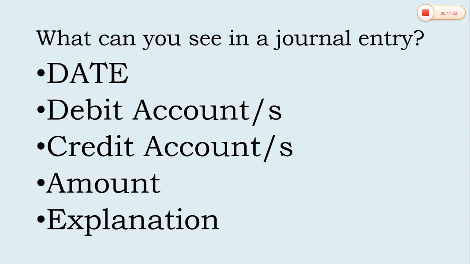There are 5 things that you see in a journal entry. Date, and if the transaction happened, debit account, credit accounts, because as I said a while ago, accounting is a double entry system. So there must be at least one debit account and one credit account, and then the amount debited and the amount credited.